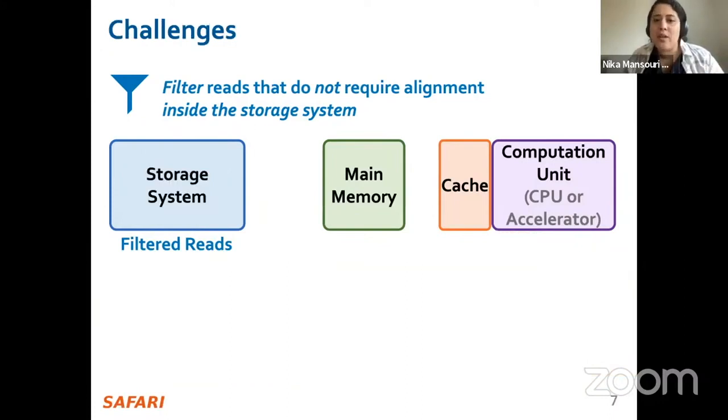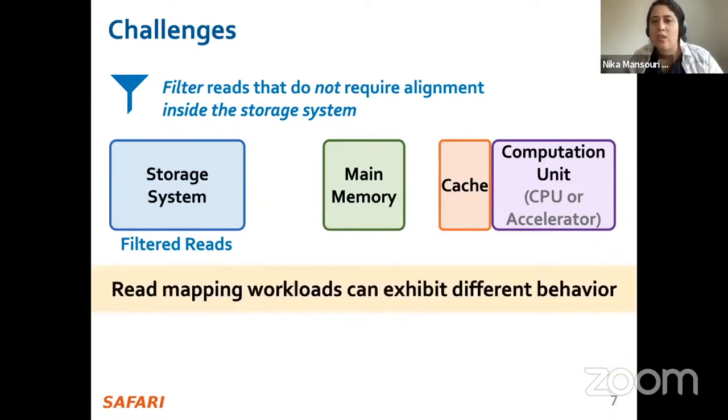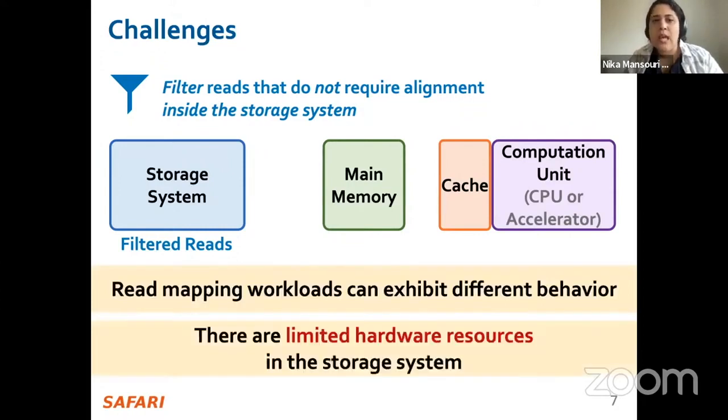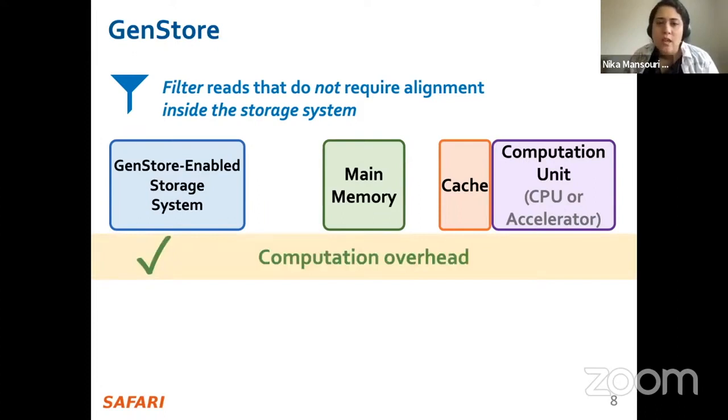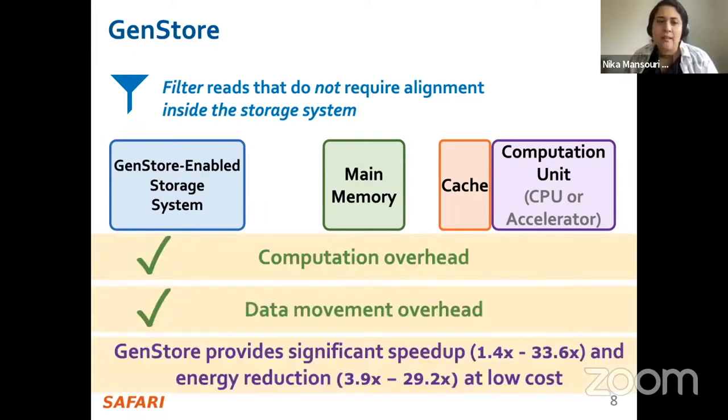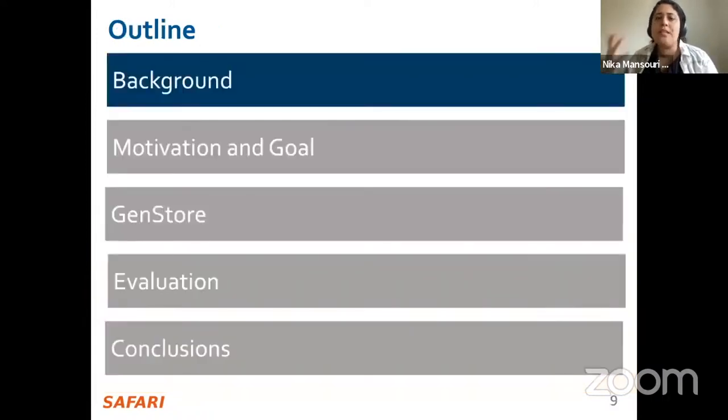However, filtering reads in a modern SSD can be challenging due to different behavior across read mapping workloads and limited hardware resources in the SSD. By addressing these challenges, we propose GenStore, the first in-storage processing system designed for genome sequence analysis to reduce both computation and data movement overhead. GenStore provides high performance and energy benefits compared to state-of-the-art hardware and software baselines. That was a summary of what we're going to be seeing in this talk.